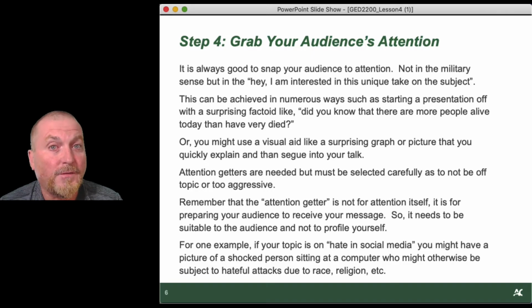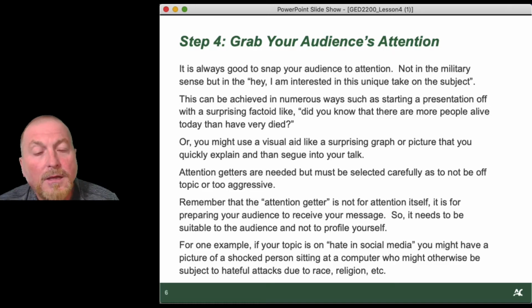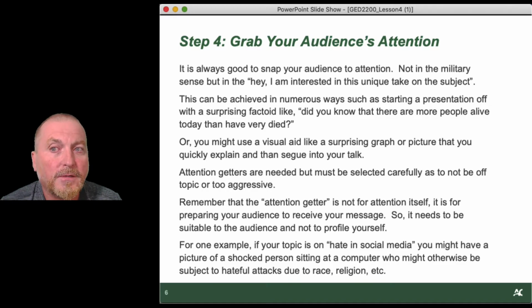In fact, it's better if you don't include yourself in the attention getter, but rather focus the attention getter on the content that you're about to portray, all right? For one example, if your topic is on hate and social media, again, I'm not encouraging that. These are just examples. You take the cut you want to take at it, all right? You might have a picture of a shocked person sitting at a computer who might otherwise be subject to hateful attacks due to race, religion, etc. All right? That might be one. That's just one example, right?